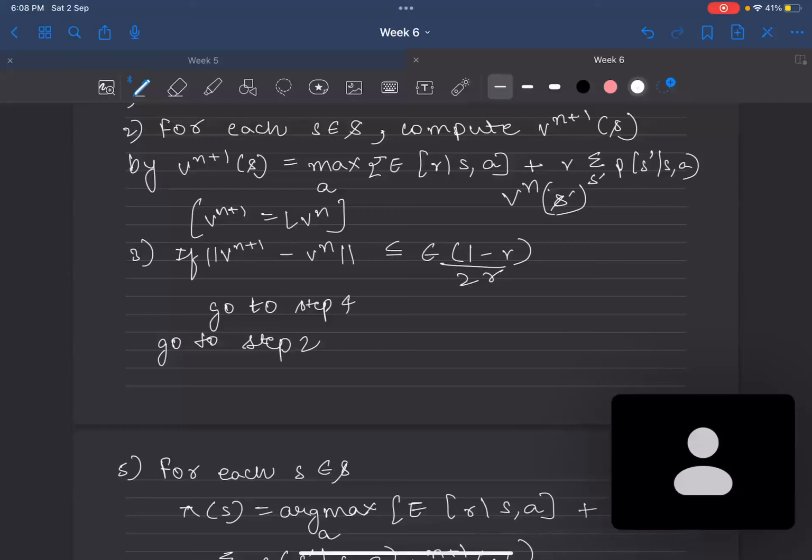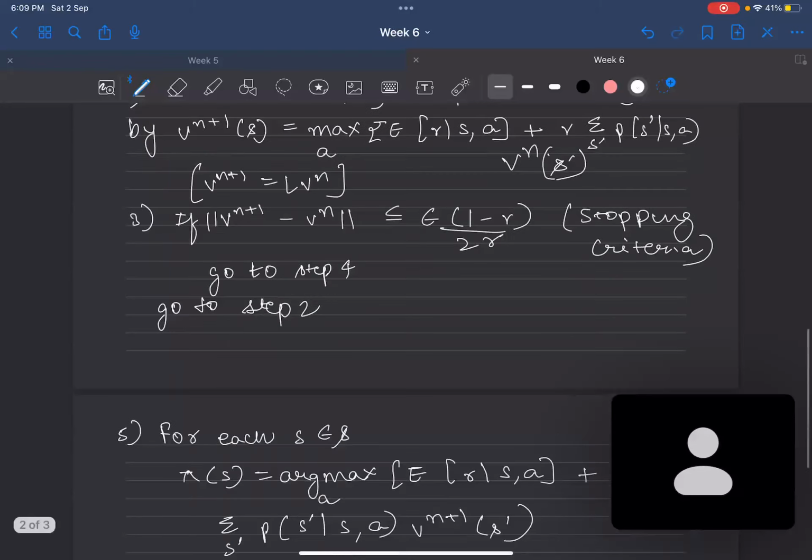Now Vn plus 1 is equal to LVn. This we have already studied. Now what is this? This is convergence. Can I say that it is a stopping criterion? Yes, a convergence criterion. So rather than running forever, we take a stopping criterion, as you said, that the difference should be epsilon optimal, that is Vn plus 1 minus Vn. If we have reached this state, then we'll stop. Otherwise, we'll continue.